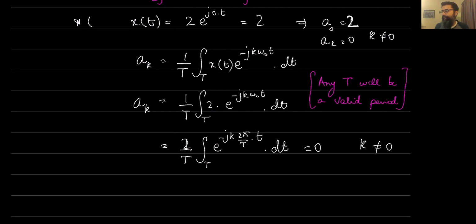Right, and this goes back to the review lectures that I uploaded as well. Essentially the reason why it's zero for any value of k which is not zero is because you're integrating a sinusoid over an integral number of periods, and we know that the area under the curve of a sinusoid, if you integrate it over an integer number of periods, is always zero. The exception of course is when k equals zero. When k equals zero, you're integrating, so this is 2 by T integral T times dt, which is equal to 2 when k equals 0. So you can use the analysis equation to come up with the same conclusion as well.